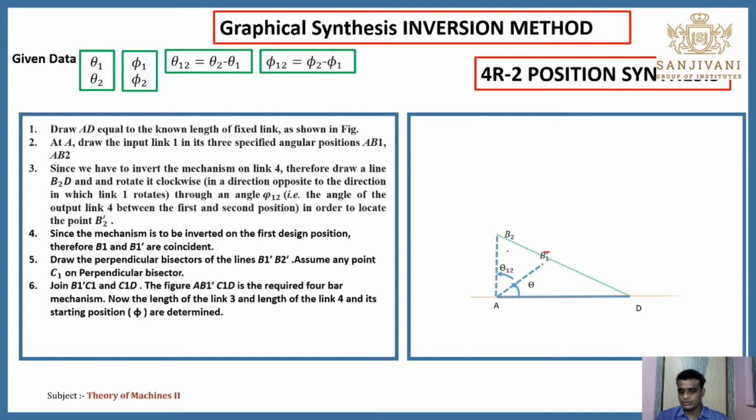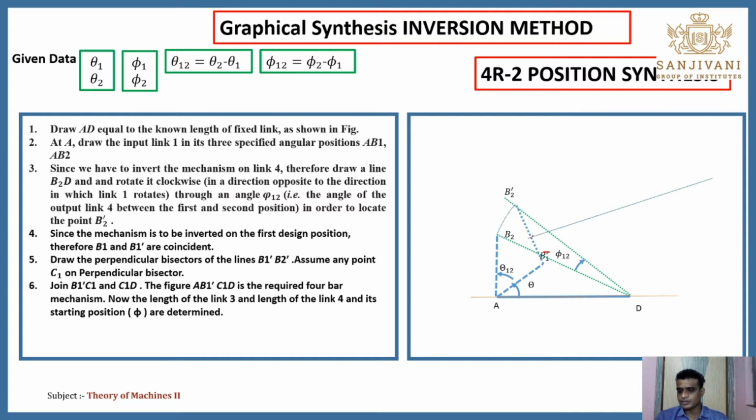Now in the next step you have to join D to B2. From this position you have to take an angle of phi 1 2 in the clockwise direction and draw one line. After drawing this line, you have to take the distance D B2 in the compass. By placing the pointer at the point D, you have to draw one arc from B2 which intersects that line. You will get the point B2 dash. After getting B2 dash, next you have to join B1 B2 dash.